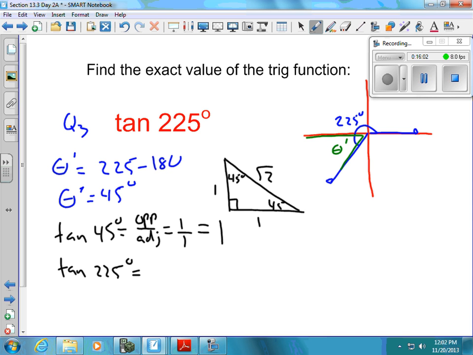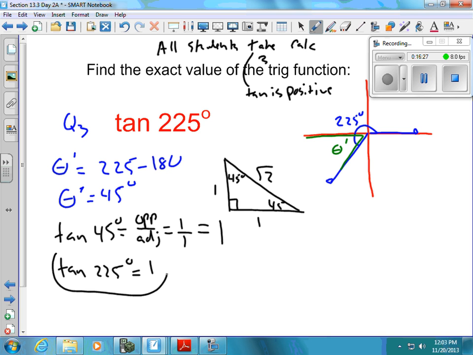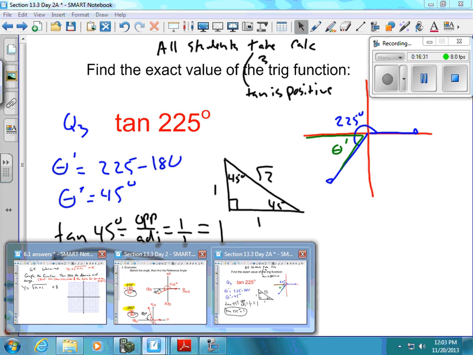Well, we're in quadrant 3. All Students Take Calculus. So in quadrant 3, tangent is positive. So the tangent of 225 is indeed the same as its reference angle in this case, and it's positive 1. Okay? Now if we go back to our unit circle, let's see if we can find that again.